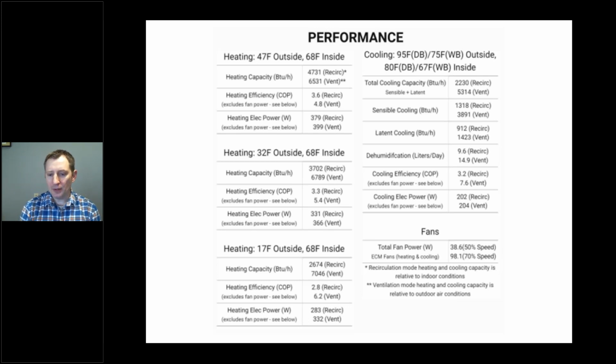And then the fans below, this is just for some different speeds, but quite a wide range of fan power, dictated really by the ducting that's put in the house. So using good duct design, low static pressure in the ducts, you're going to have really low fan power. With smaller restricted ducts, the fans are going to need to ramp up to maintain whatever CFM you need through the house.